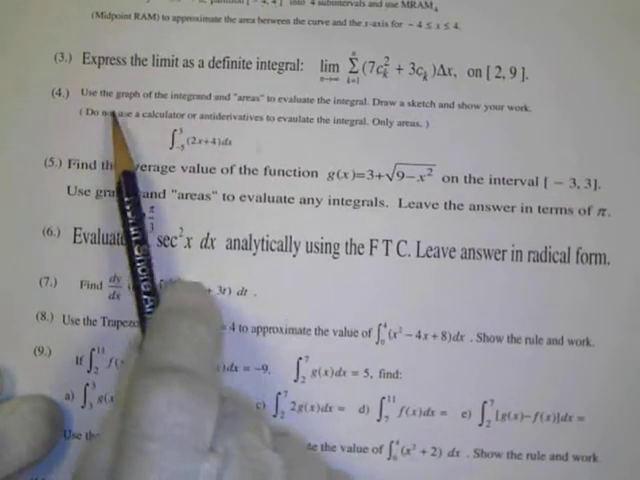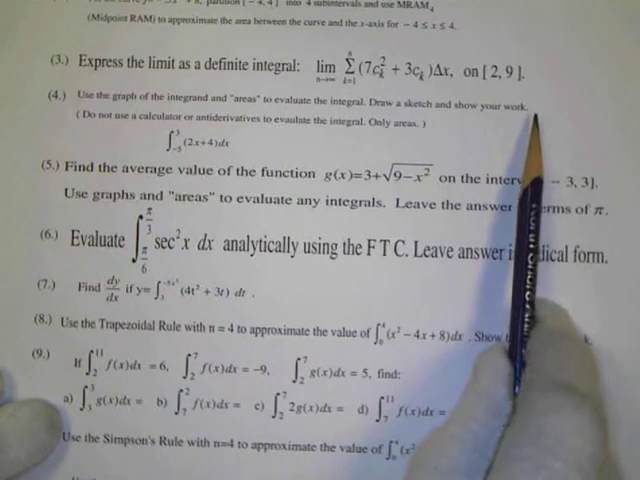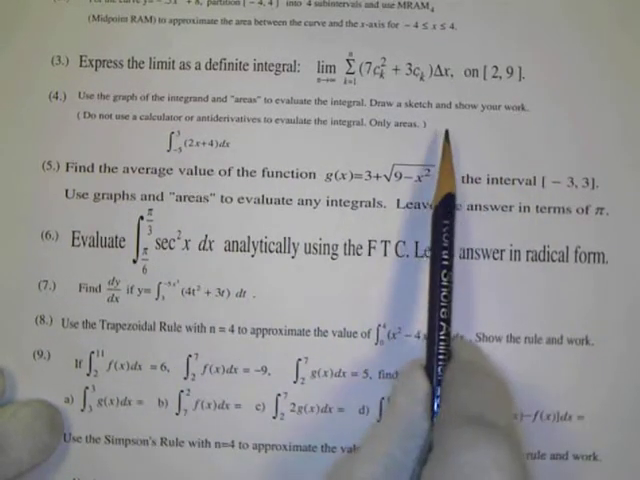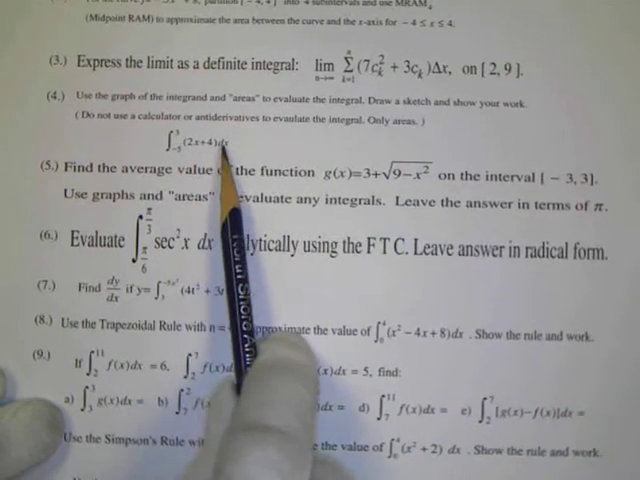I think I'm going to skip these. So number 4, use the graph of the integrand and areas to evaluate the integral. Draw a sketch and show your work. So the sketch is important. Make sure you label it. Don't use a calculator or antiderivatives to evaluate the integral. Use only areas, and the integral was from -5 to 3 of 2x plus 4 dx.